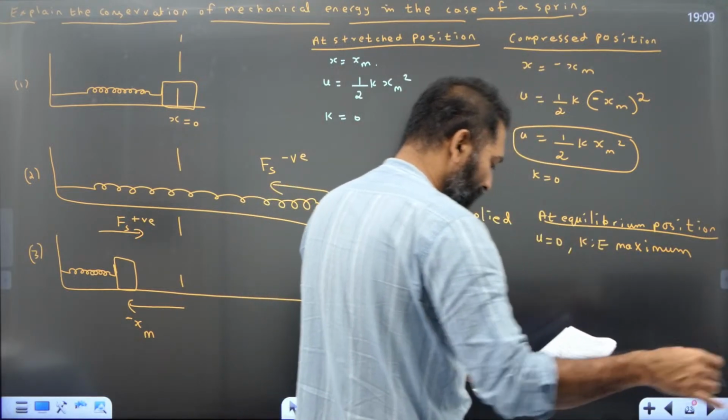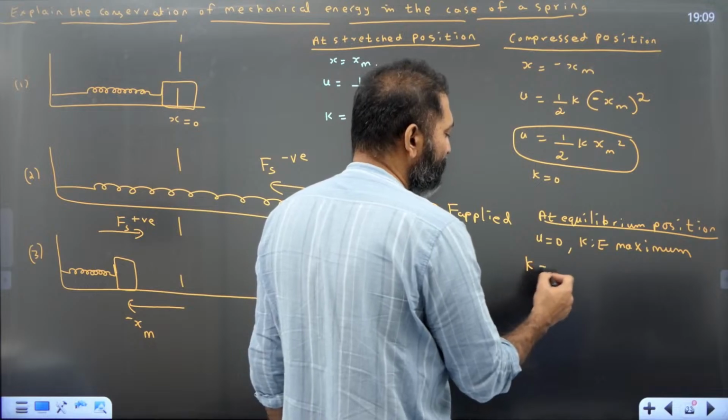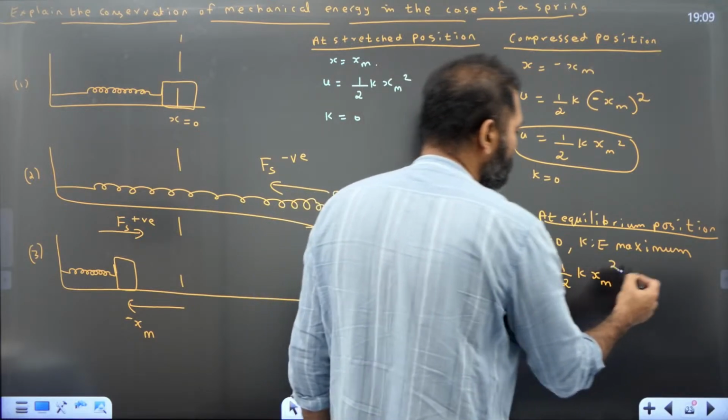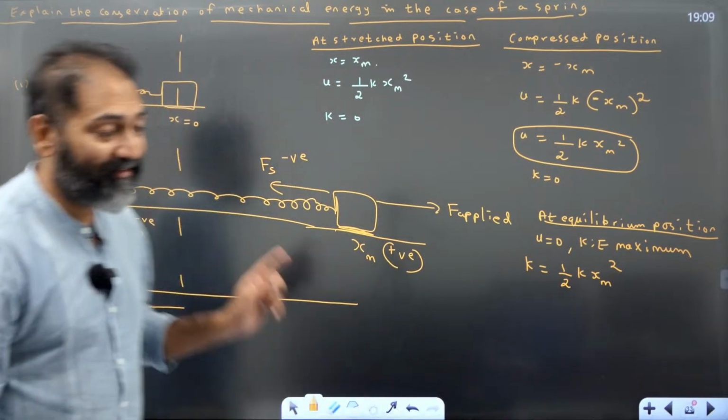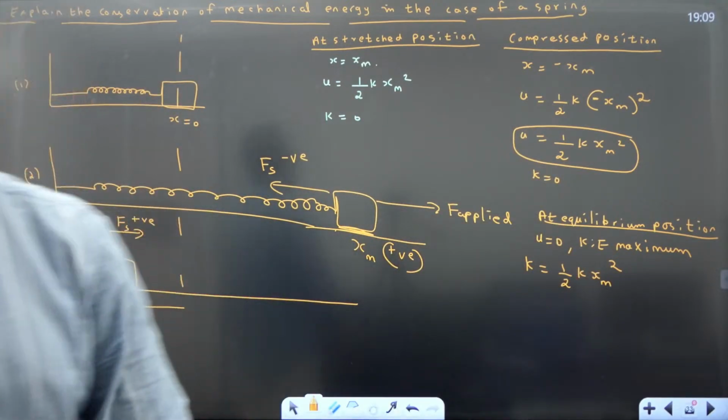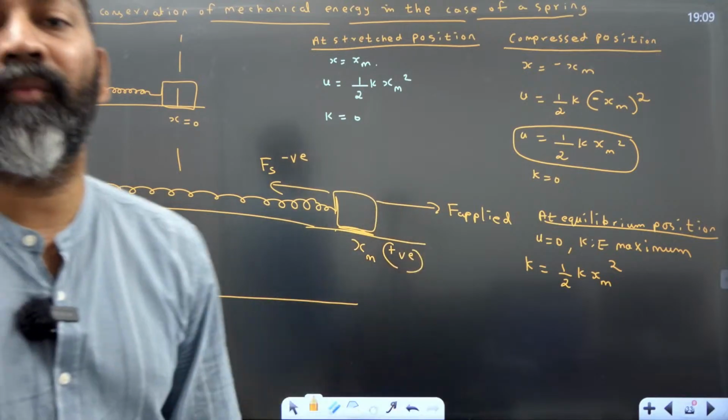Kinetic energy is maximum. What is that maximum kinetic energy? Half k x suffix m square. Why am I writing that? Because the potential energy at the extreme position has been converted to kinetic energy at the equilibrium position.